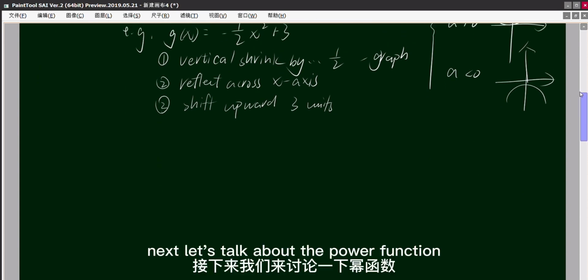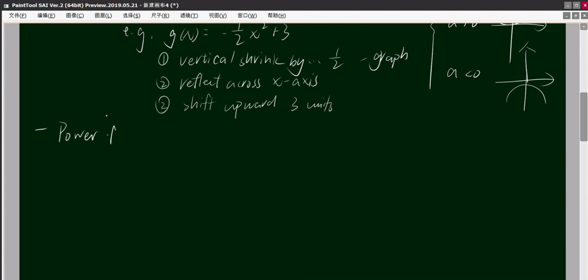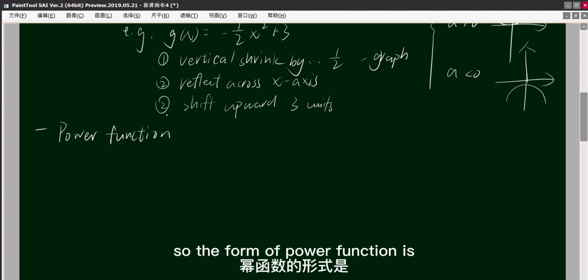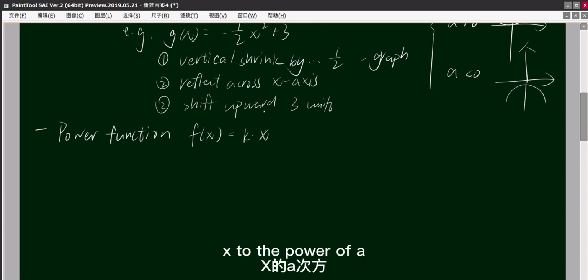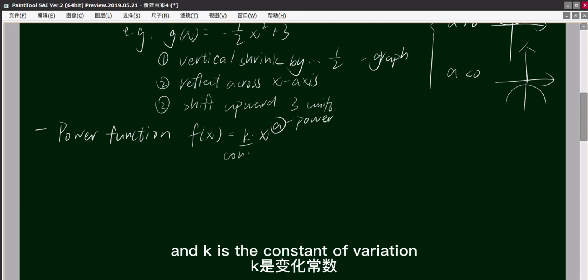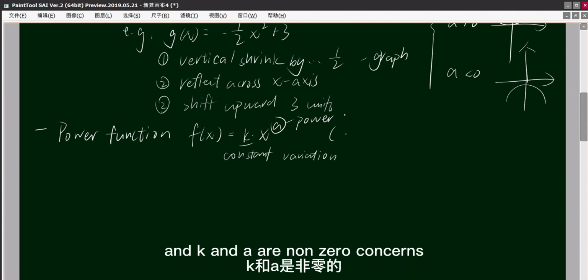And next, let's talk about the power function. So the form of power function is f(x) equals k times x to the power of a. In this function, a is the power and k is the constant of variation. And k and a are non-zero constants.